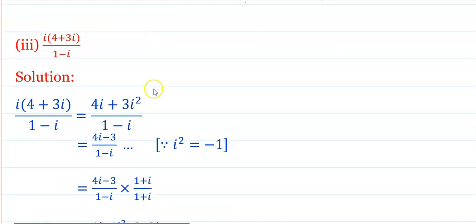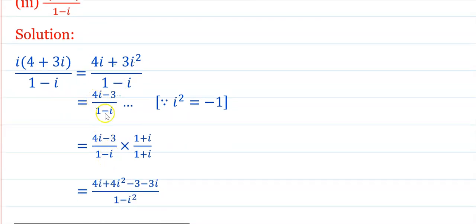Okay. Next, third example, i in bracket 4 plus 3i upon 1 minus i. आता पुन्हा ही multiplication. या i ने 4 plus 3i ला multiplied. 4i plus 3i square. But i square is minus 1. Therefore, 3 into minus 1 is minus 3. 4i minus 3 upon 1 minus i.